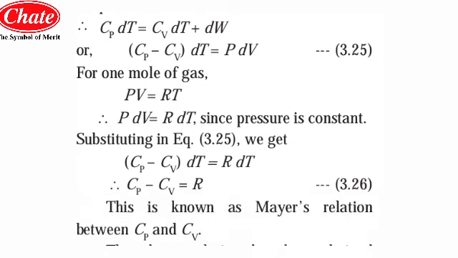So the joule is the mechanical equivalent of the heat. So students, we will repeat once again that Cp into dT is equal to Cv dT plus dW, which is equal to (Cp minus Cv) into the small temperature dT is equal to P into dV. That P into dV will be the pressure into the volume. Now for 1 mole of gas PV is equal to RT, so P into dV is equal to R into dT since the pressure is constant. Substituting this value in the equation we get (Cp minus Cv) into dT is equal to R dT. So Cp minus Cv is R, and this relation is known as Mayer's relation between the Cp and the Cv.